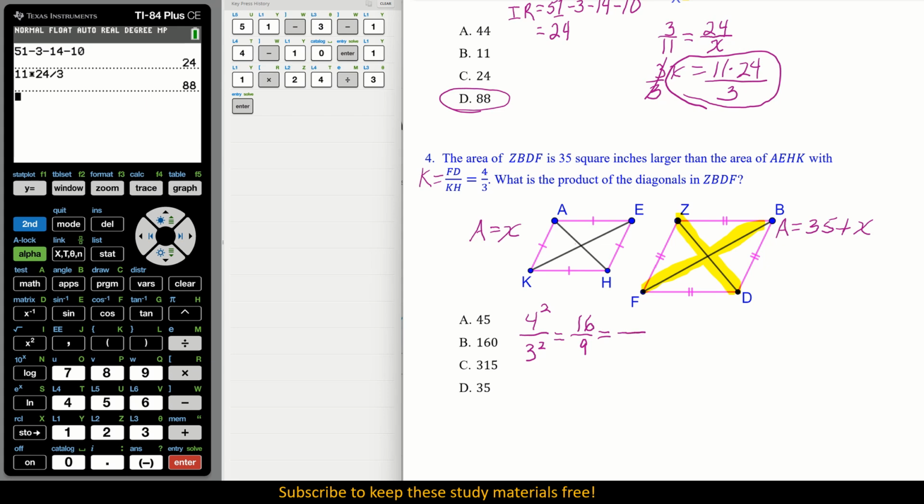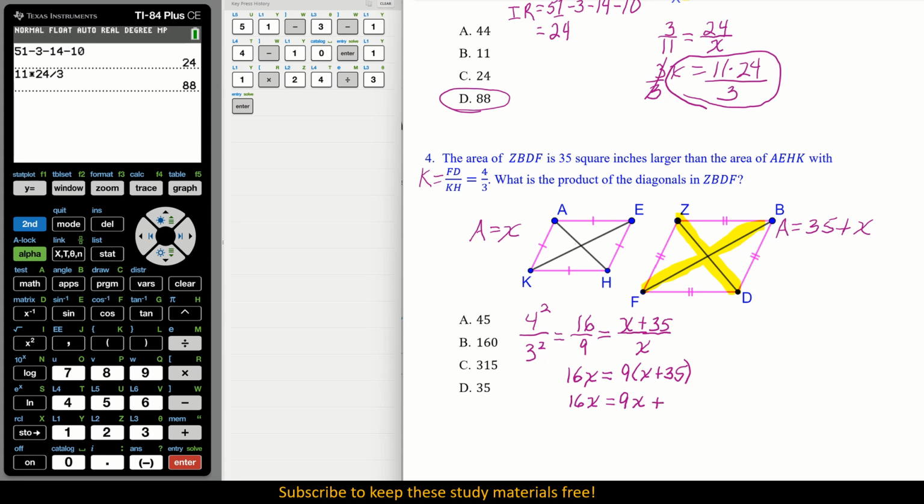Set that equal to, okay, the larger, and this is a rhombus, by the way, the larger rhombus is associated with 16, so we need x plus 35. And then the 9 is associated with the x, okay? Now we go through those steps that we've done before. Cross multiply. 16x equals 9 times x plus the 35, okay?